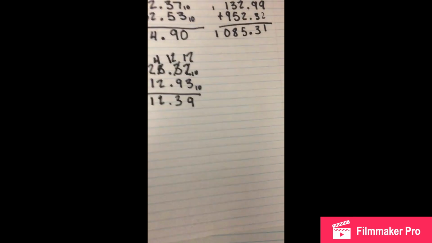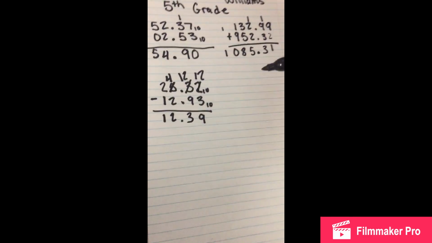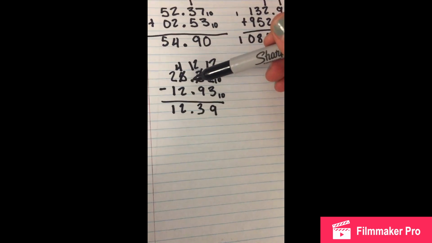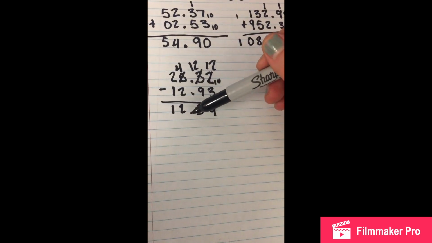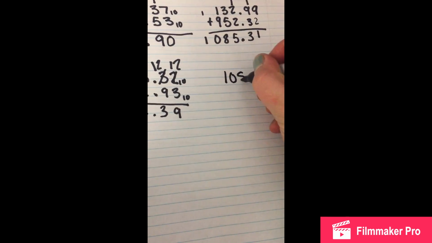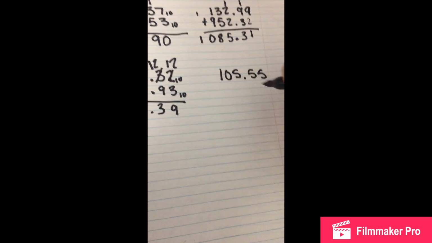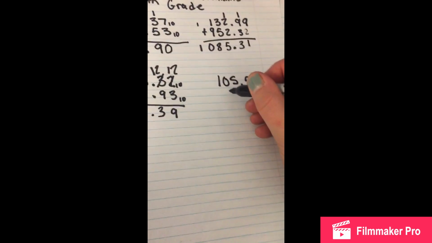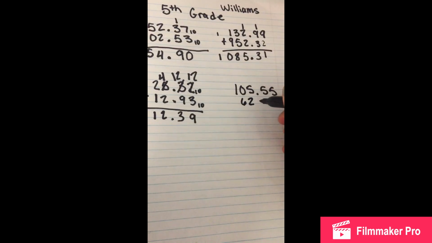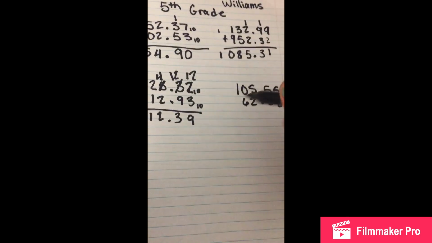Also don't forget to bring down your decimal. This always works this way because if you line them up correctly, you will always be able to bring your decimal place down in the correct spot. Now let's try another one. 105 and 55/100ths subtract 62 and 28/100ths.